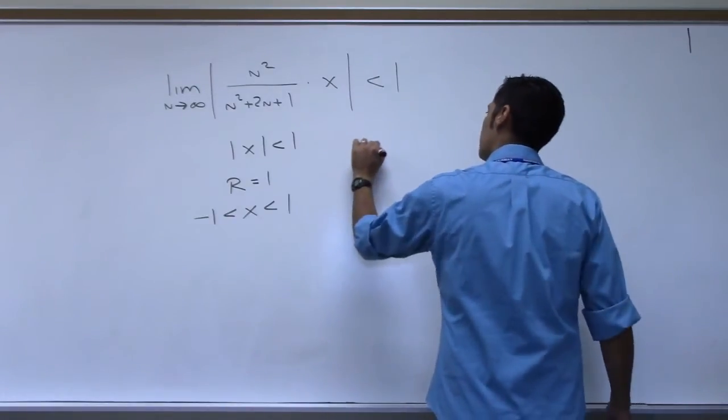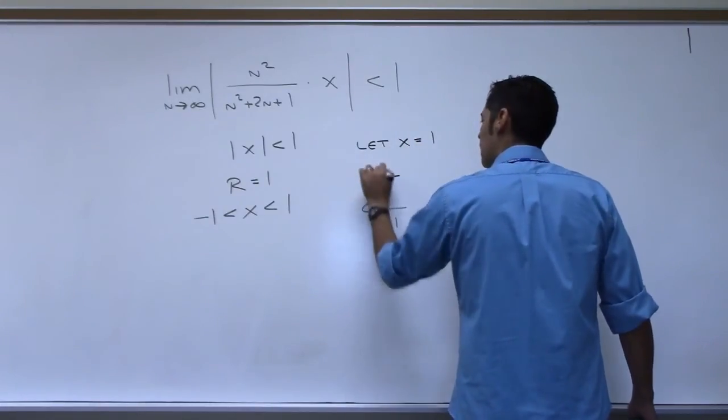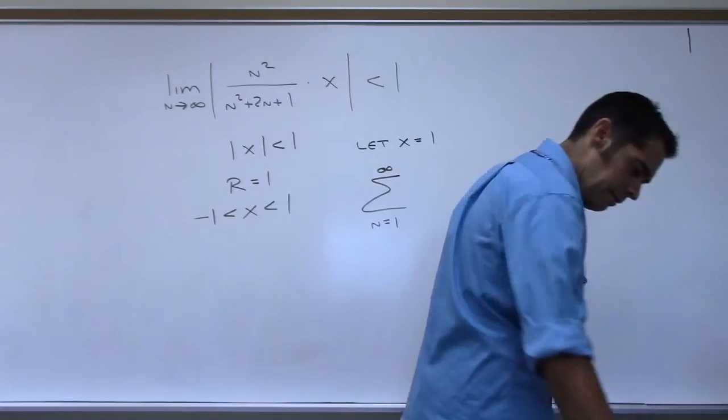So let me check 1. I rewrite the sum. N equals 1 to infinity. I've already forgotten what it is.